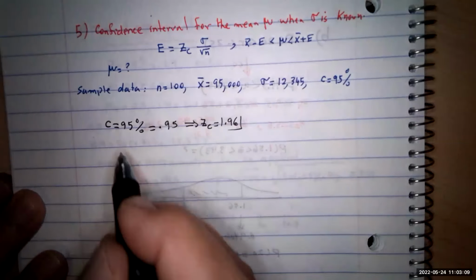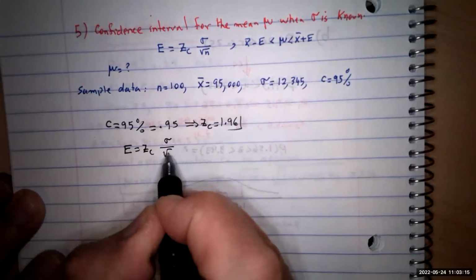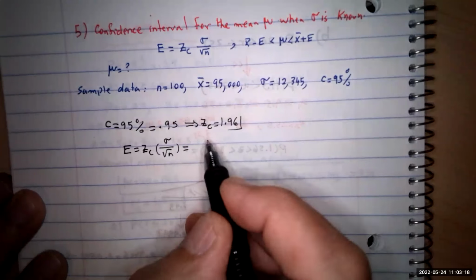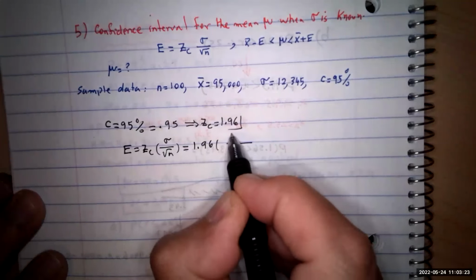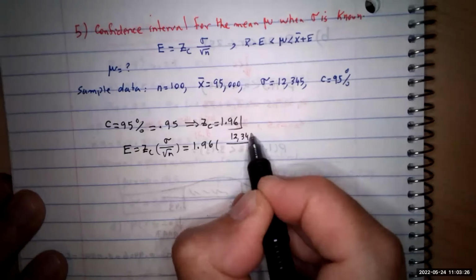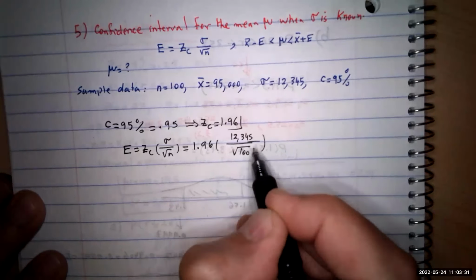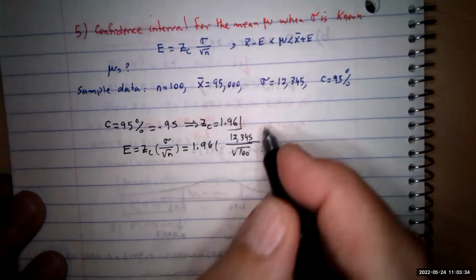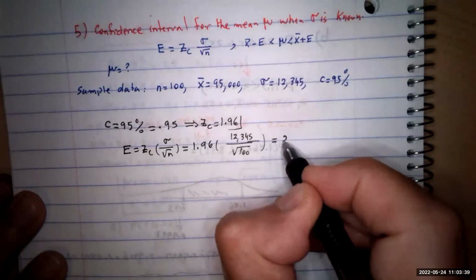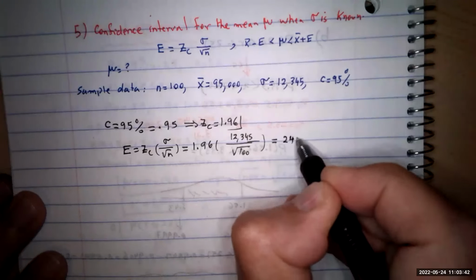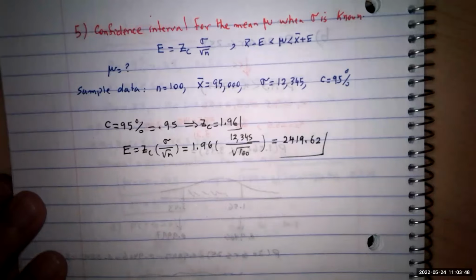So substitute here. E is equal to ZC times sigma over radical N. We substitute: ZC is 1.96 times sigma, 12,345, over radical N, the square root of 100, which is 10. If you simplify it, you get 2,419.62. That would be your E number.